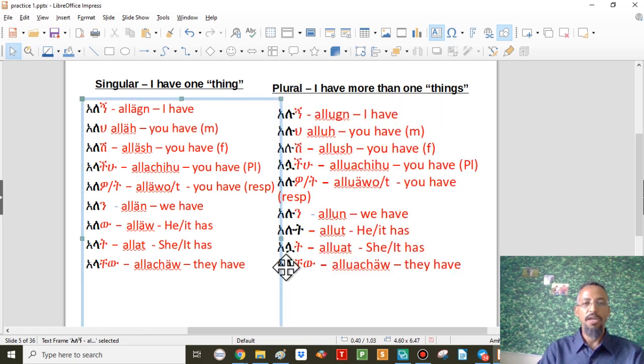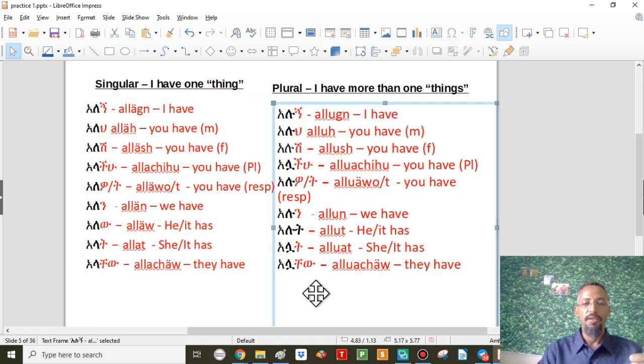So here the points are: one, it is different when you say I have one thing and I have two things, or more than one thing. And the second is the l is stressed. The l is always stressed. And the third thing will be when you change from I have one thing to I have more than one things, you change the le to lu or the le to loa. So these are the main points that you need to pay attention to.